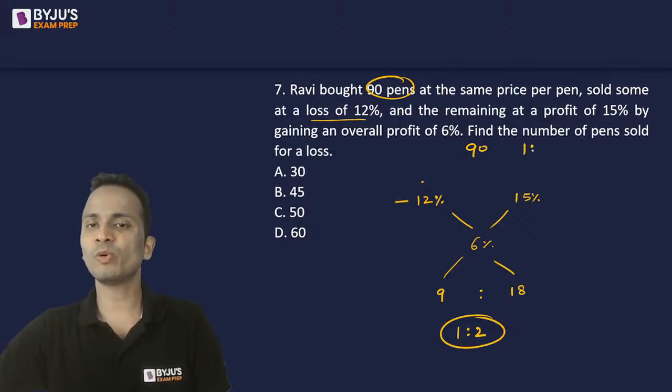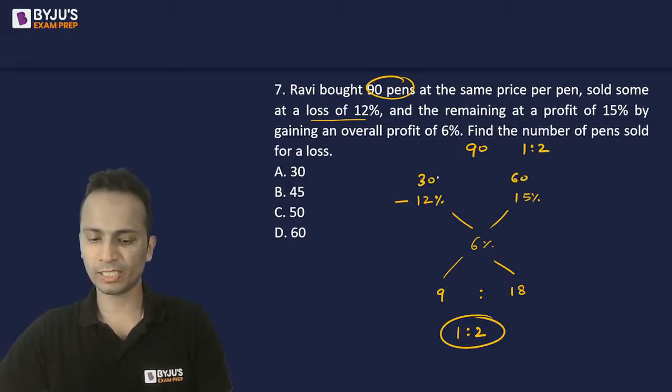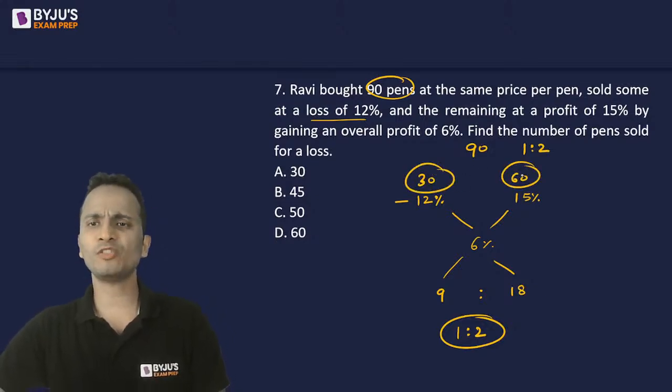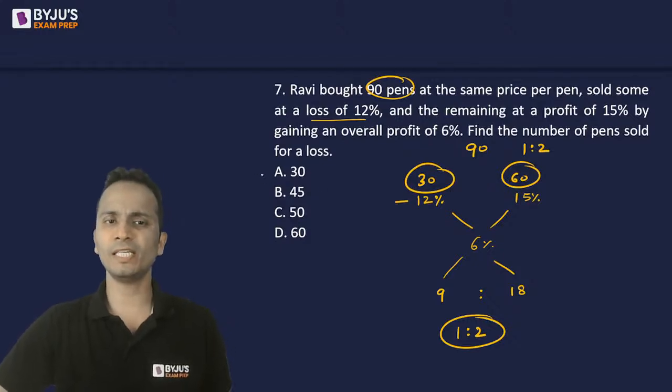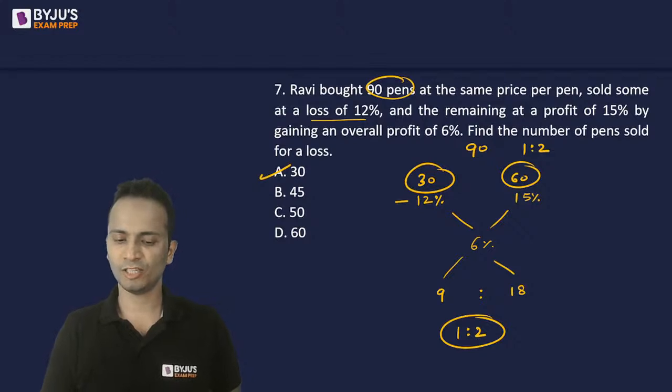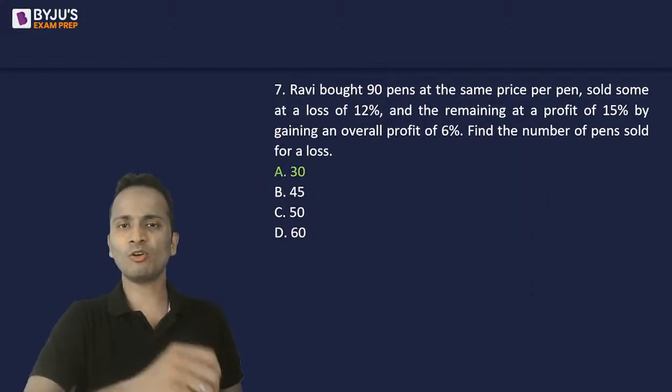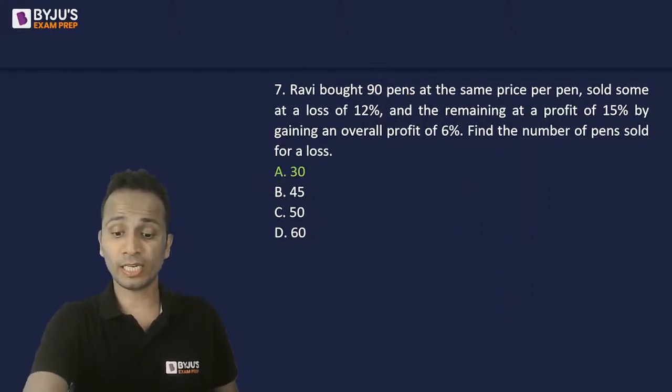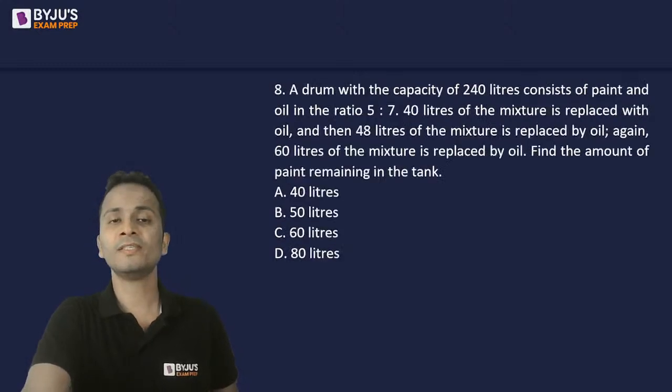Divide 90 in the ratio 1 is to 2. So this will be 30 and this will be 60. So the number of pens sold at a loss will be 30 and the number of pens sold at a profit will be 60. Okay, let's move on and look at the next one. So the correct answer here is option A.